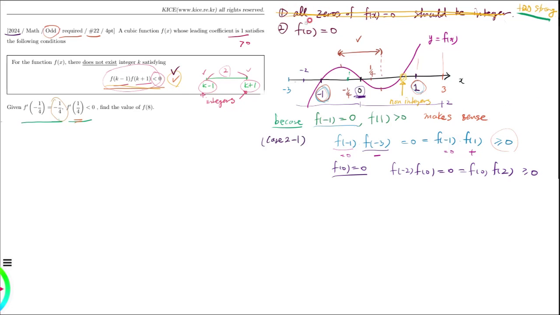So the sentence that all the zeros of f of x should be integer is not true. It's false. Let me apologize for this, but for the specific case, f of 0 should be 0. That's the only point that I can induce from the previous one.